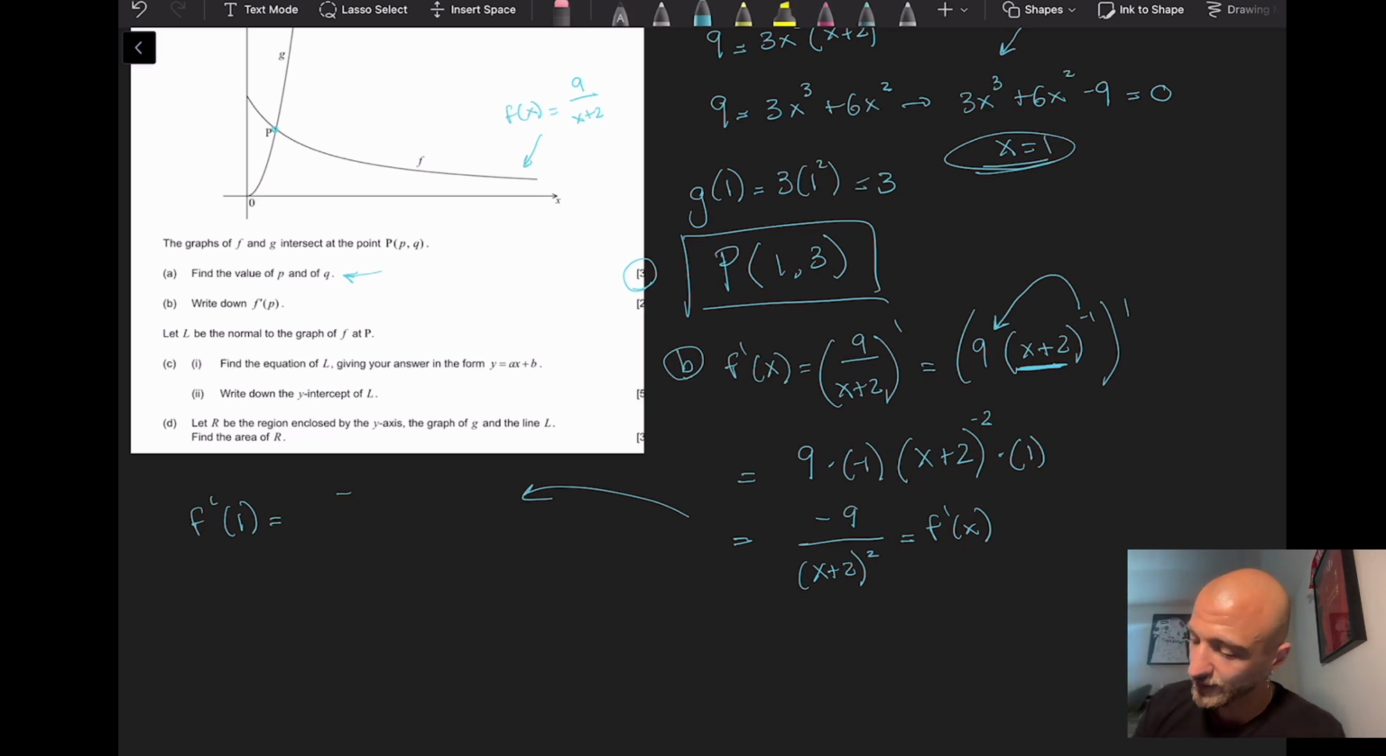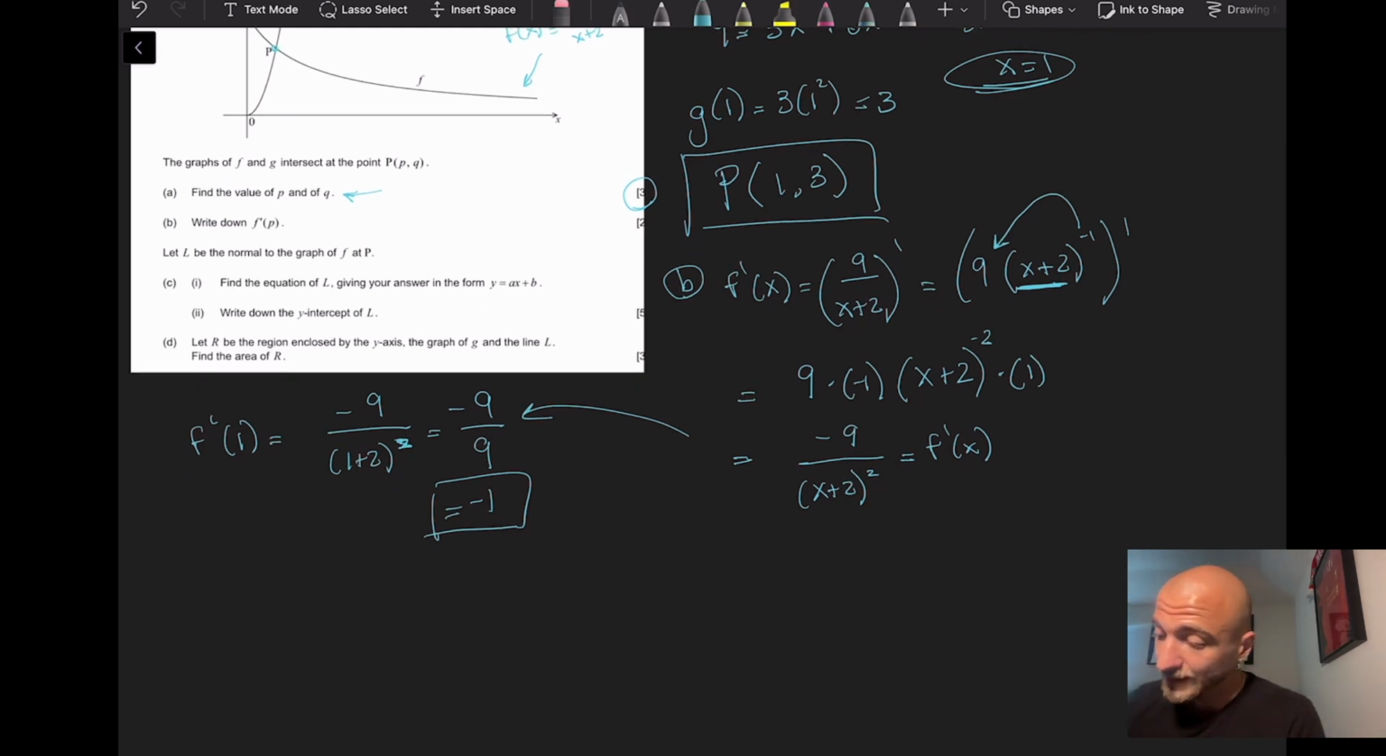If I plug in a 1 everywhere, negative 9 over (1 plus 2) squared, that is negative 9 over 3 squared, which is 9, which gives me negative 1. That's it for part B. Nice and simple. Let's move on to part C.